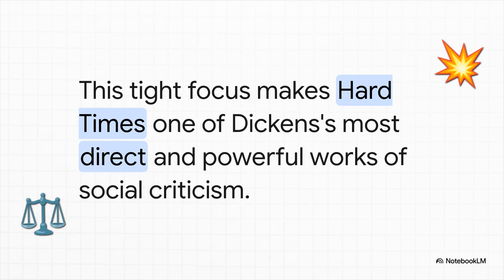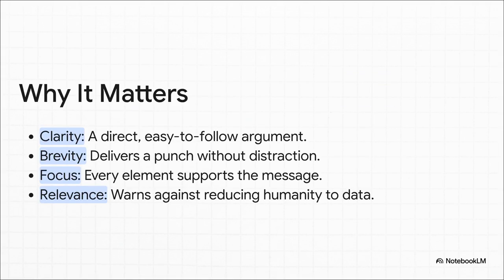And all of this brings us to the verdict, the very thing that makes Hard Times feel so different from Dickens's other novels. Its shortness, its intense focus, is precisely what makes it one of his most powerful and effective critiques of society. It delivers its message with the force of a hammer blow. So, what's the bottom line here? The novel's genius is in its clarity and its brevity. It makes a direct, powerful argument without getting lost in any subplots. And because every single element serves that main message, its warning against boiling human beings down to just numbers and data feels more relevant today than ever.